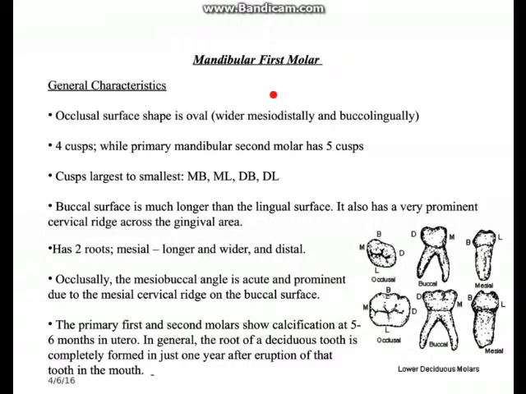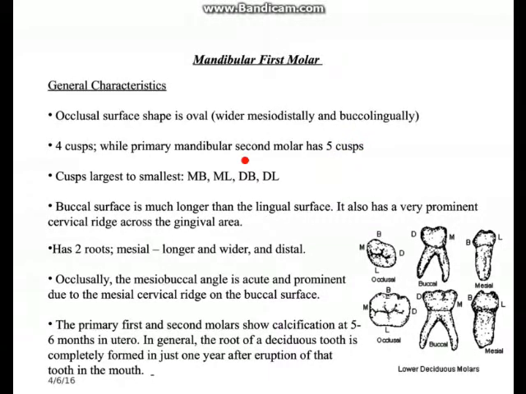Okay, now let's go to the mandibular first molar. The mandibular first molar has an occlusal surface shape that is oval. Okay, it's wider mesiodistally and buccolingually, so it's bigger in all dimensions. It has 4 cusps, while primary mandibular second molars have 5 cusps.